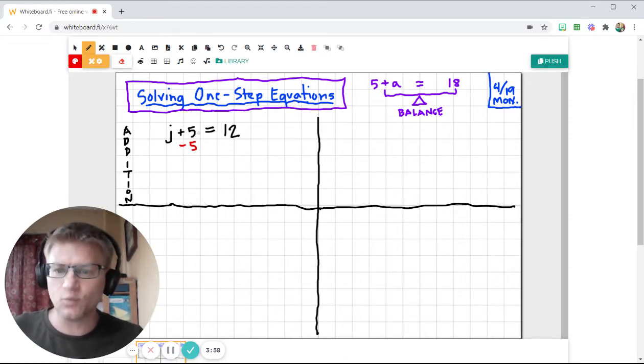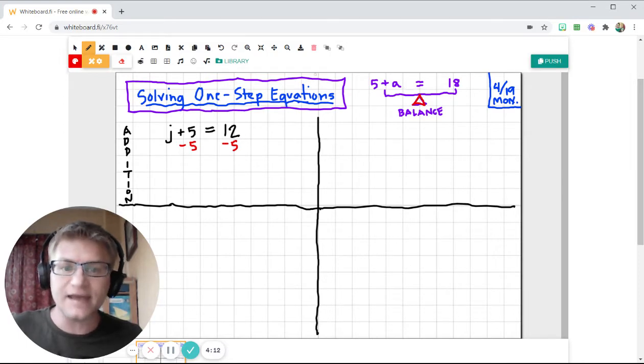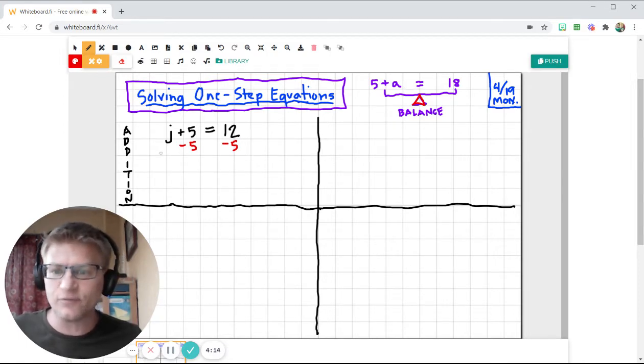So if I do something to one side of the equation, one side of the balance, like if I take 5 away from one side, in order to keep things in balance, remember the whole picture up here, in order to keep things balanced, I need to take away the same from each side. I need to take that 5 away from both sides.